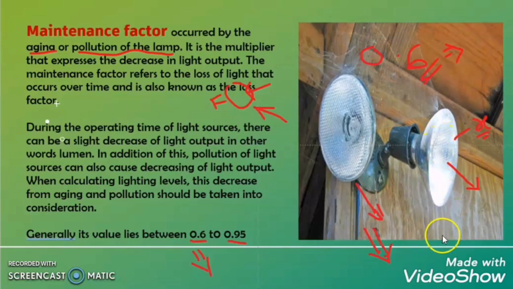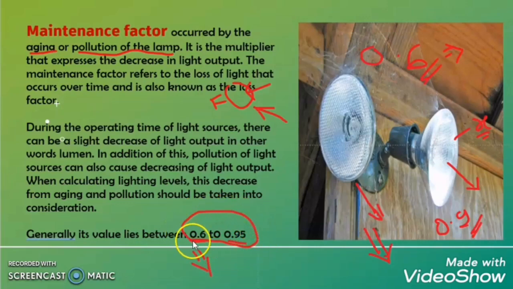So we can say that the multiplication factor is 0.9, because when it was new and there was no pollution on it, it was 100% of X luminance, but due to aging and pollution on the light, now we are receiving only 90% of the actual luminance. So the multiplication factor in this case is 0.9. The multiplication factor generally lies between 0.6 and 0.95.